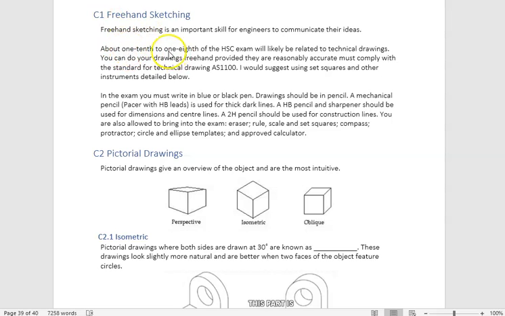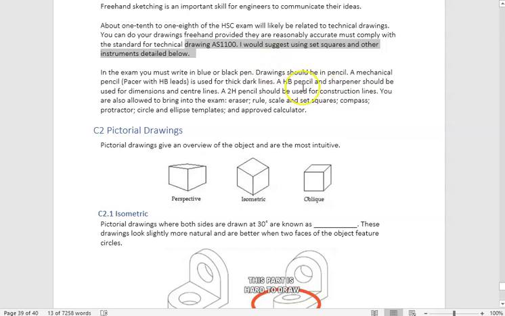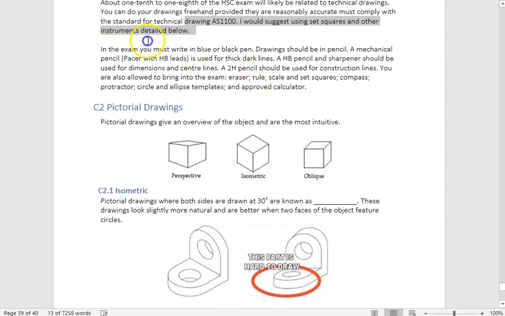Something between like 10 and 12% of the HSC will be related to drawing. You can draw the lines freehand, but I would suggest using a ruler. They must meet the standards set by AS 1100. I would suggest using set squares and the instruments below. Here's what you're allowed to bring in. In the exam, you have to write in blue or black pen, but your drawing should be in pencil.